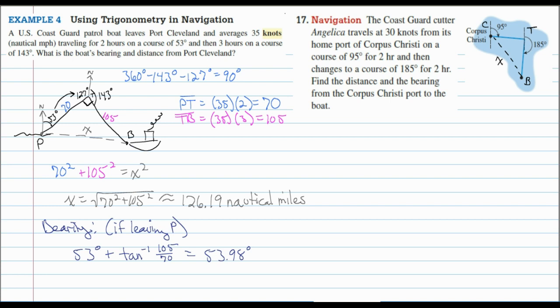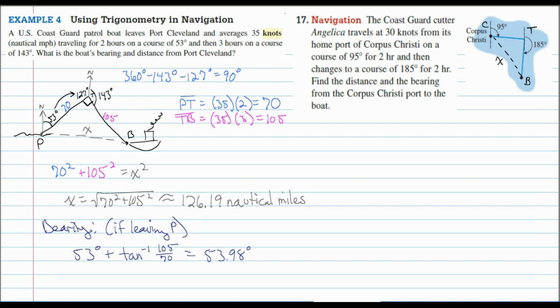Now number 17, the now try problem, same kind of setup. I have called C Corpus Christi, T the point where the boat turns, and B where the boat is now. It says the Coast Guard cutter Angelica travels at 30 knots from its home port of Corpus Christi on a course of 95 degrees for 2 hours, and then changes to a course of 185 degrees for 2 hours. Find the distance and the bearing from Corpus Christi port to the boat.